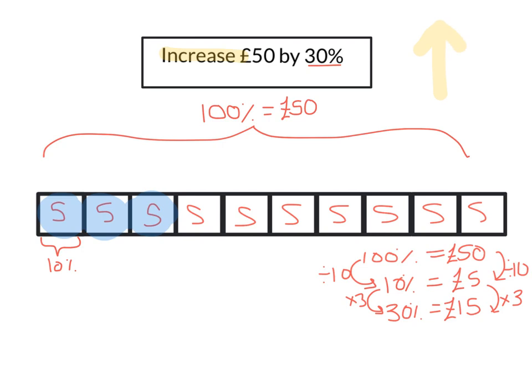So it's going to add on to the original 50. So I'm going to have that £50 and I need to add on the 30%, which is £15. I'm not adding on 30, I'm adding on 30%, which is £15. So £50 plus £15 is £65.